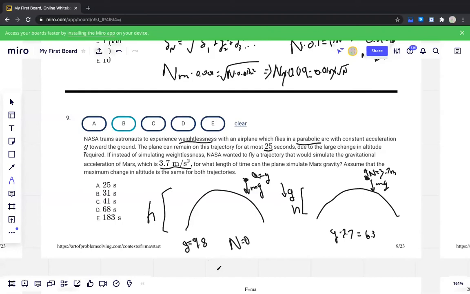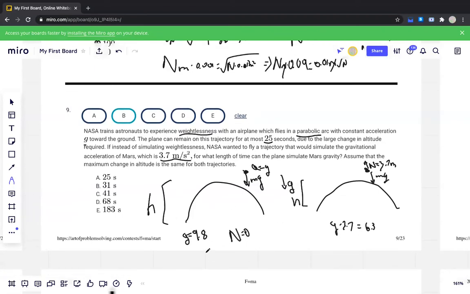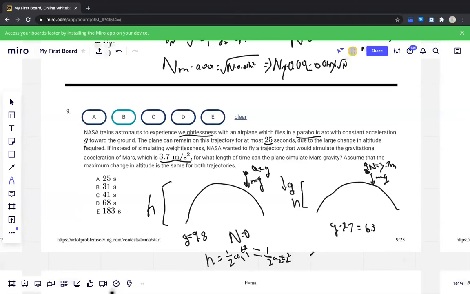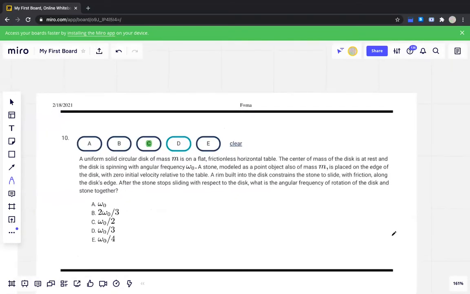Now that we have these two accelerations, we know that the height that the plane travels, or h, is going to be some constant. It's going to be 1/2 at squared. So this means that a1 times t1 squared is going to be 1/2 times a2 times t2 squared. We can plug in our value of a1 as g, which is 10 meters per second squared, times 25 squared. This is going to be equal to our 6.3 meters per second squared times the new t squared. And solving for t gives us that t is 31 seconds. Let's go on to the next problem.